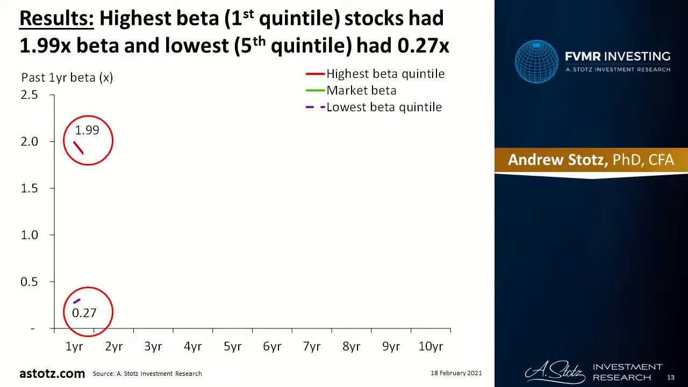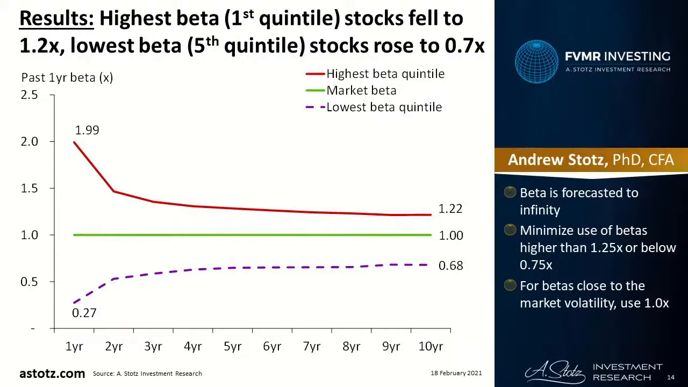What's interesting is what happened over time, which you can see here. The highest beta stocks fell to about 1.22 by the time it got to the end of 10 years. And the lowest beta stocks rose from 0.27 up to 0.68. This is fascinating because the first thing it tells you is whatever beta that you see right now is not the beta that you should be using in your valuation.